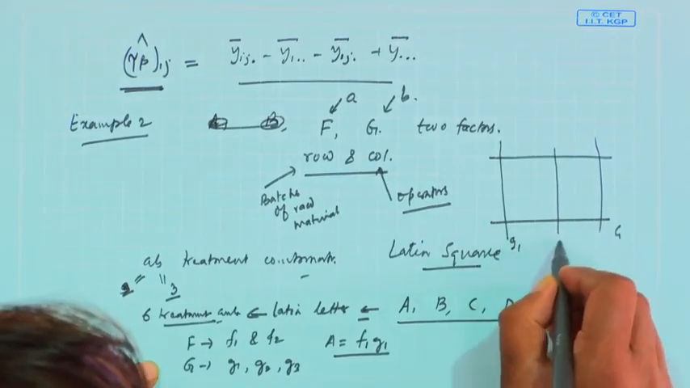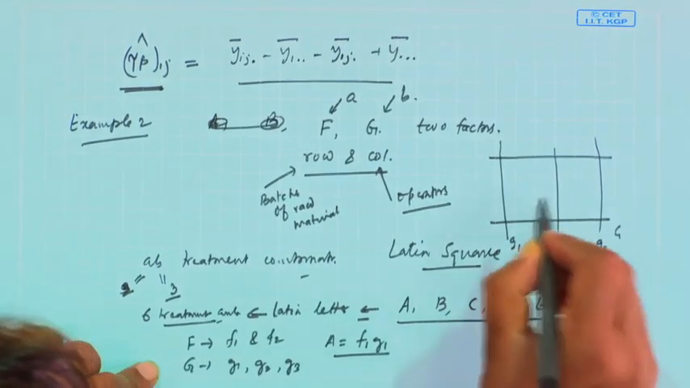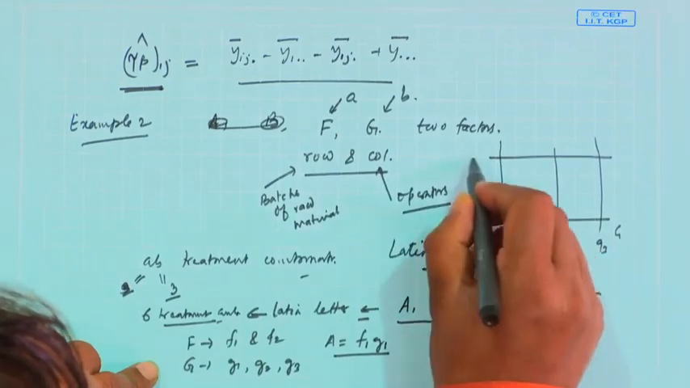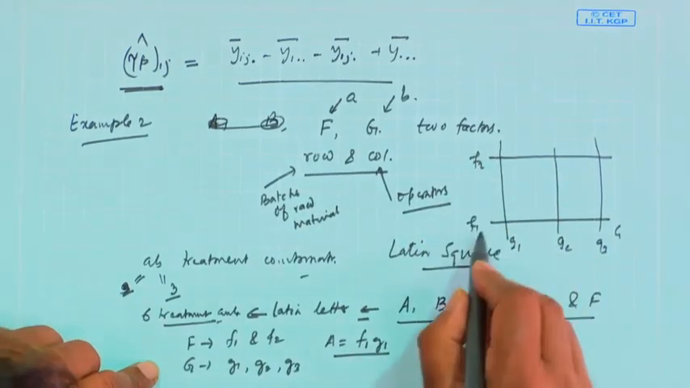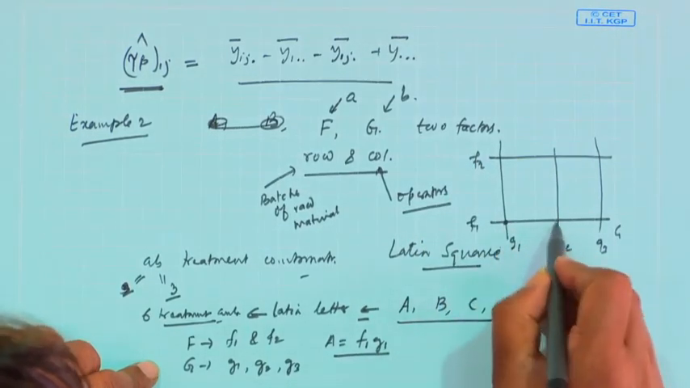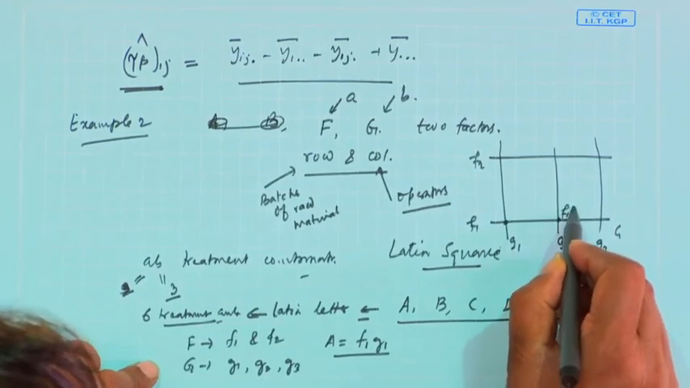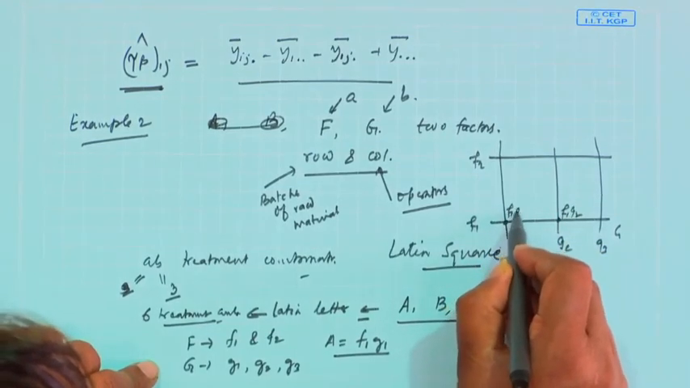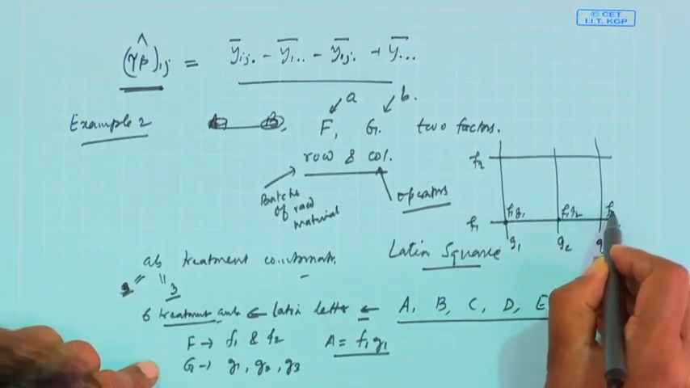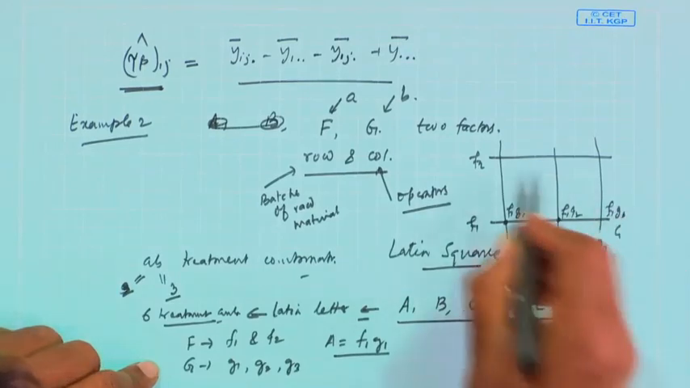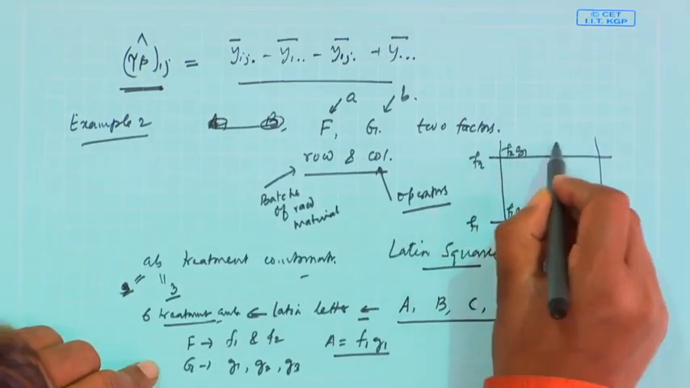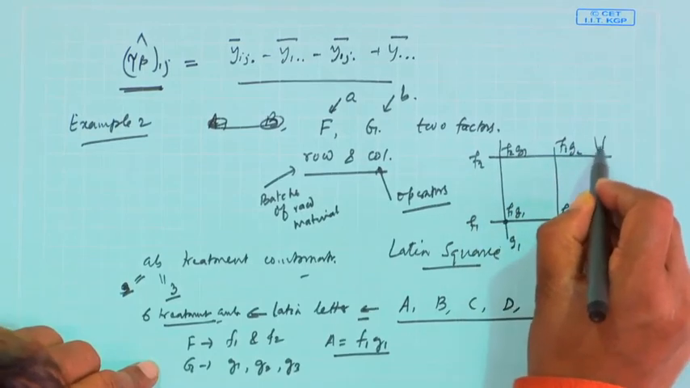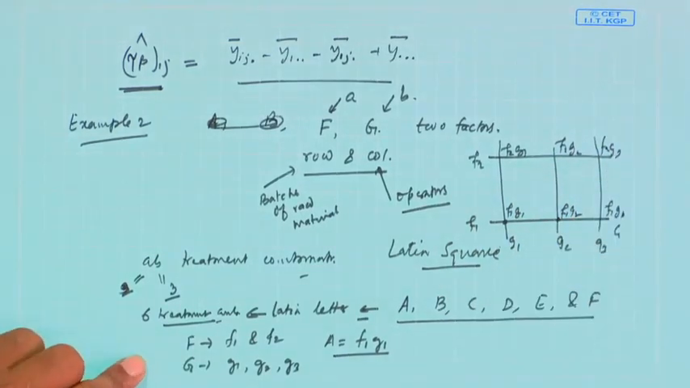So, this is G1, this is G2, this is G3, then this one is F1, this is F2. So, it is F1 G1, this one is F1 G2. So, this point is F1 G1, F1 G2 and F1 G3, F2 G1, F2 G2, F2 G3.